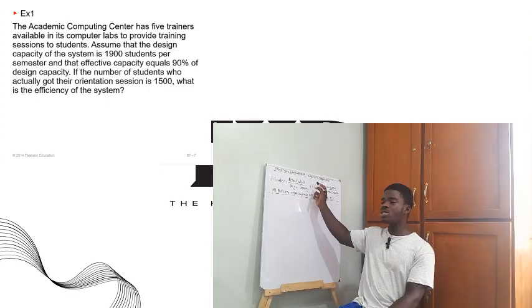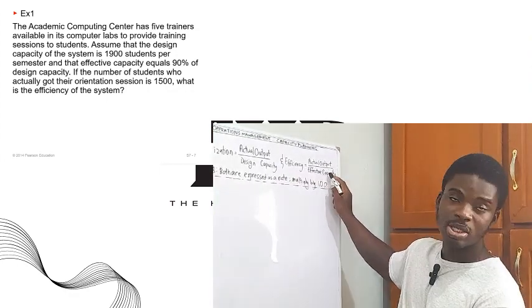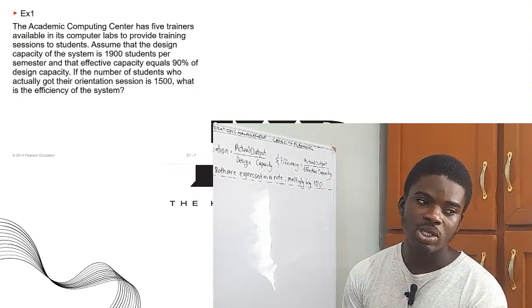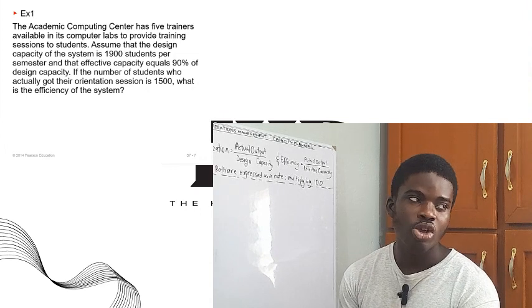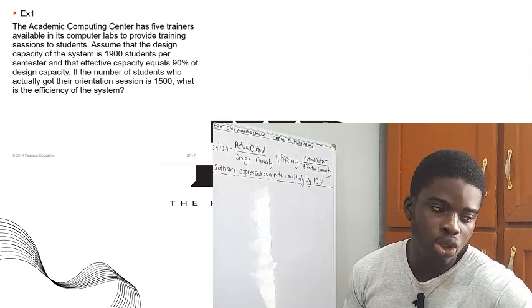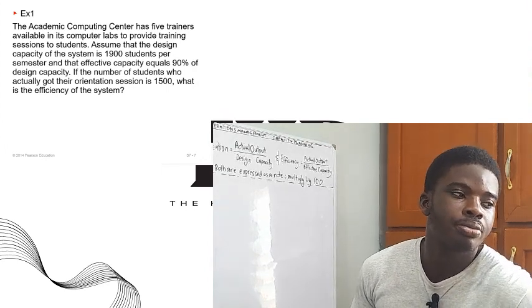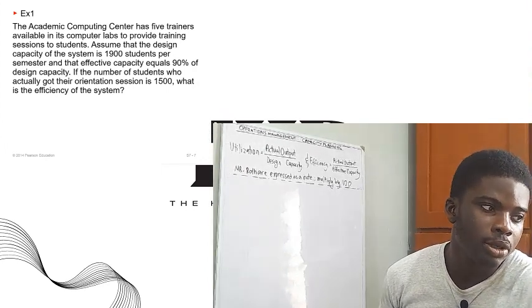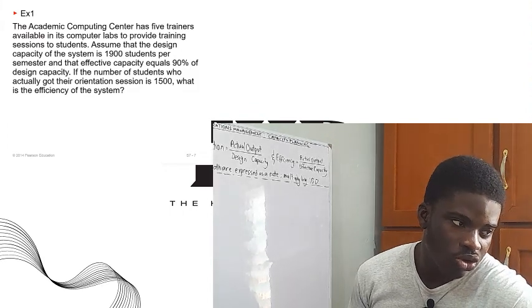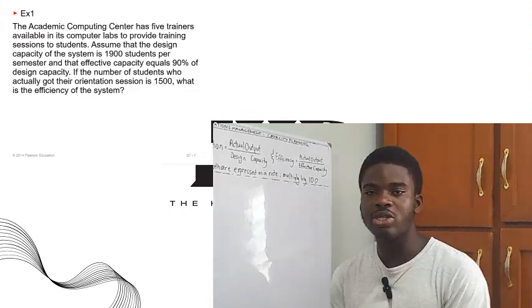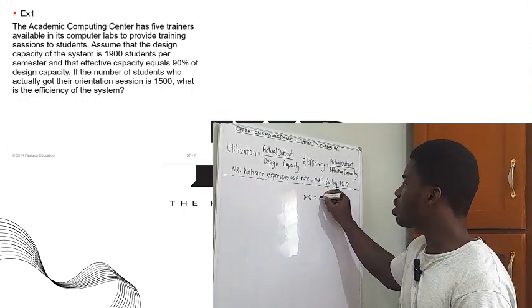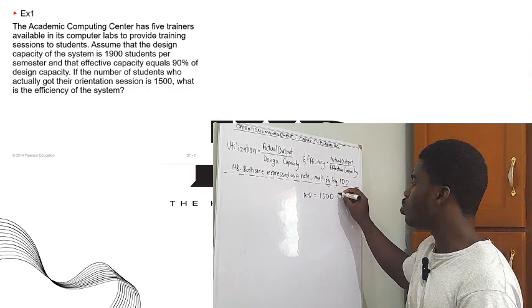We understand that efficiency is the actual output over the effective capacity. In the question, the actual output was what? 1500. And you know that because it was accompanied by the keyword actual. This is what gives us the clue: actually got the orientation, 1500. So you can say that the actual output is 1500 students.